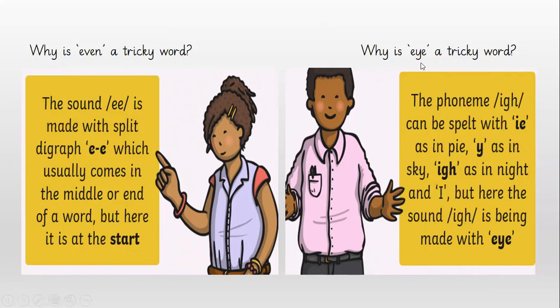Why is I a tricky word? The phoneme I can be spelled with an I and an E, as in pie, a Y, as in sky, or IGH, as in night. And I, capital I, when we talk about I, we talk about ourselves. But here the sound I is being made with the whole word I, and it's a totally different spelling. So you need to be really careful with this. This is the I's that we have two of and we use to see with.